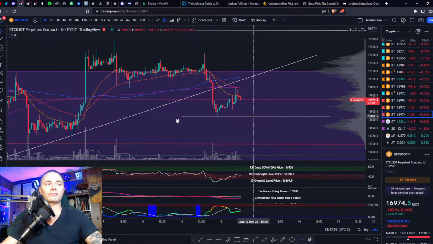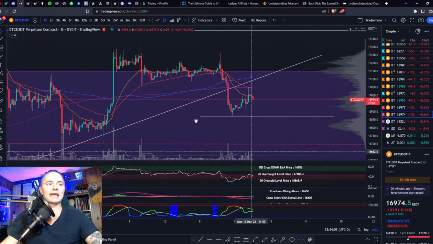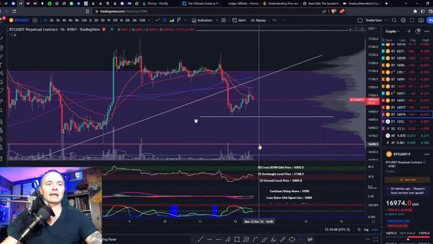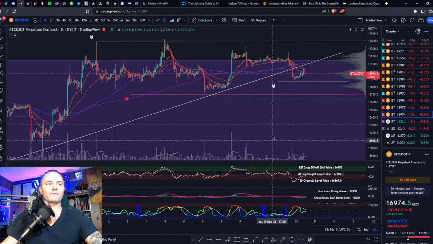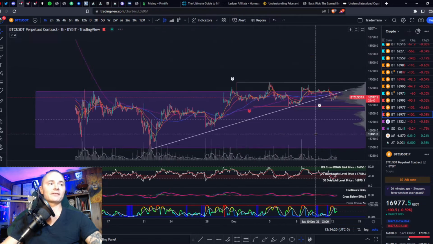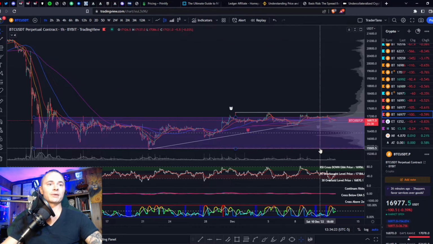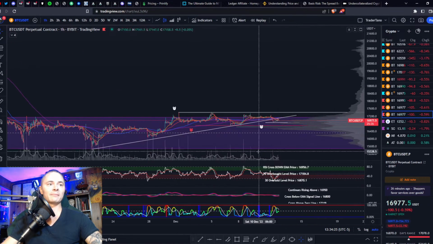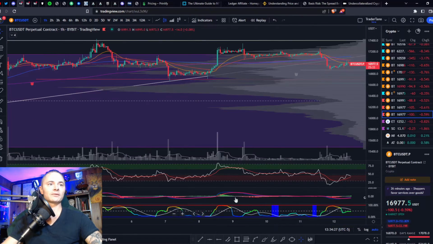Bearish case is that we break this last wick at basically 16,870. If that happens, I would expect us to come all the way back down to 16,700. If we break that, next stop is 16,500. If we break 16,500 down to the bottom of the range, we go 15,500 in my opinion.